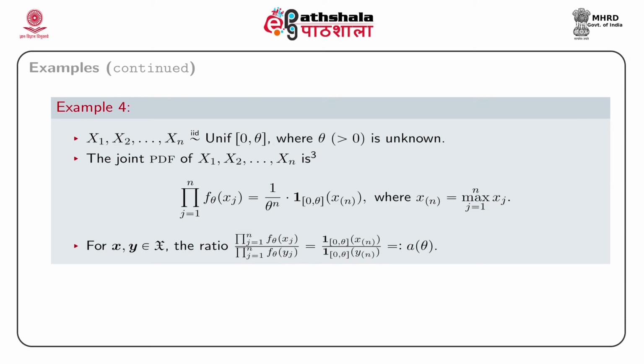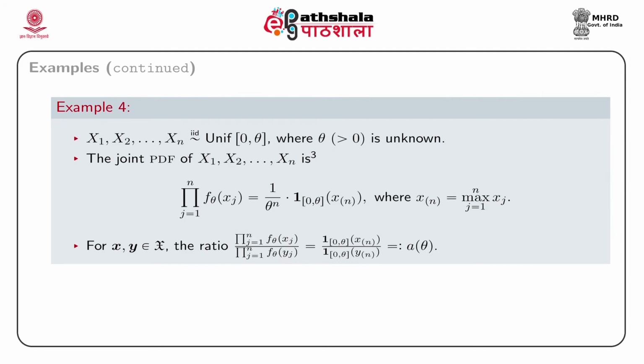For two arbitrary data points x equals x1, x2, up to xn and y equals y1, y2, up to yn, both from script X, we have the product over i from 1 to n of f theta of xi divided by the product over i from 1 to n of f theta of yi. This is equal to 1 by theta to the power n into the indicator function I(0 less than x ordered n less than theta), divided by 1 by theta to the power n into the indicator function I(0 less than y ordered n less than theta).